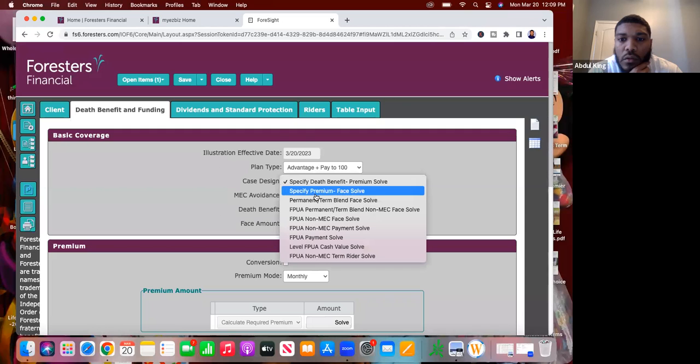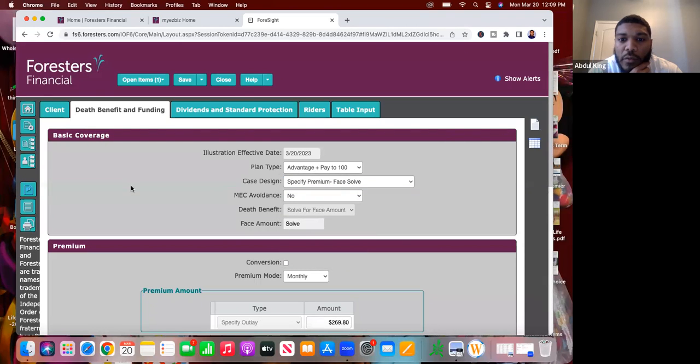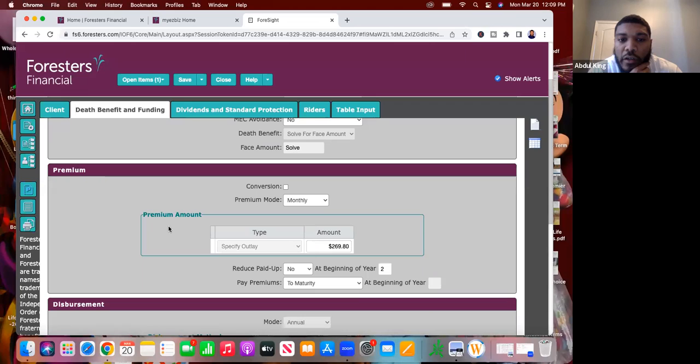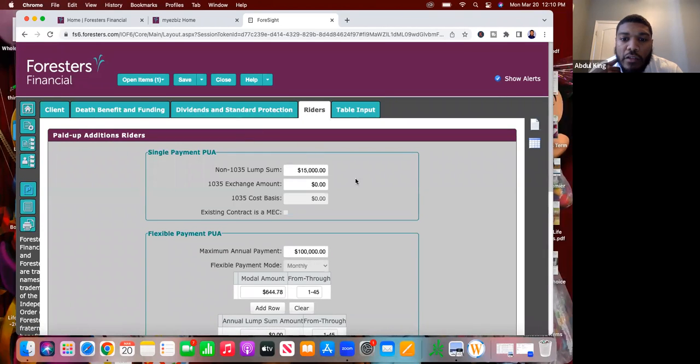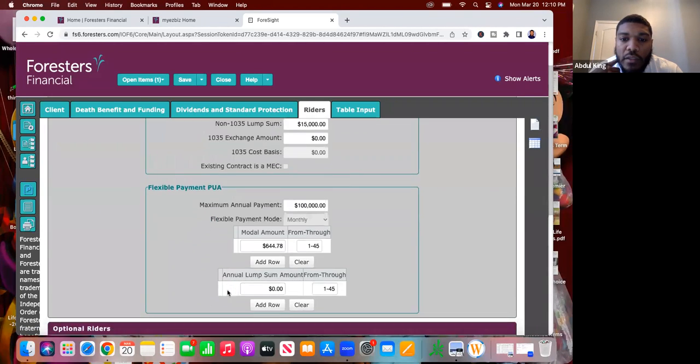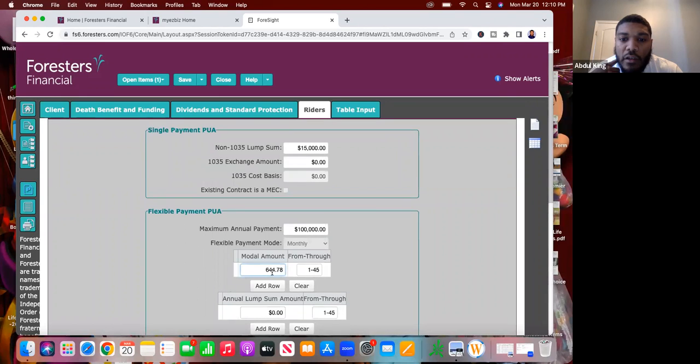Hold on. Pacific Fire Premium fee. So you're going to go down here to premium amount. Let's say the person can afford $300 a month, so you just put $300 in there. And then we go to riders, they're already putting 15,000 in there a month.